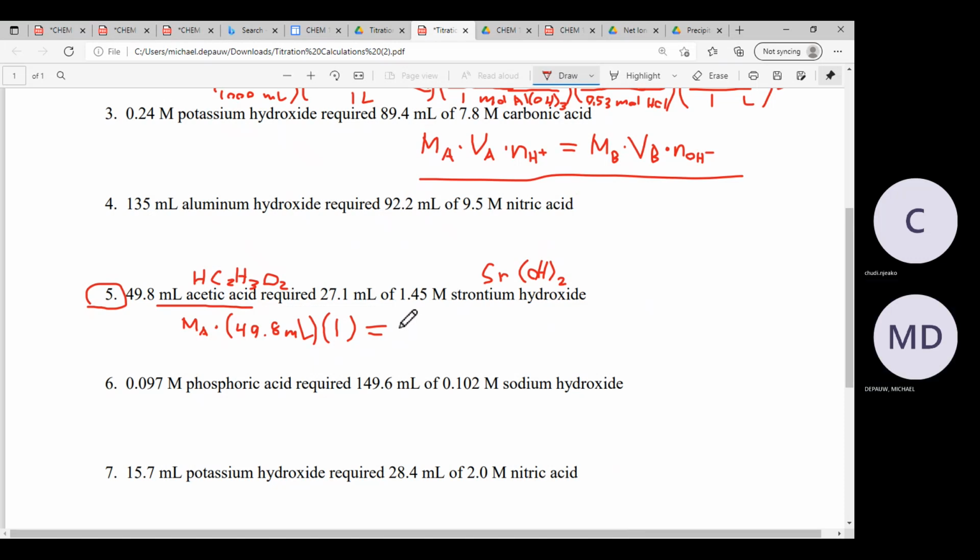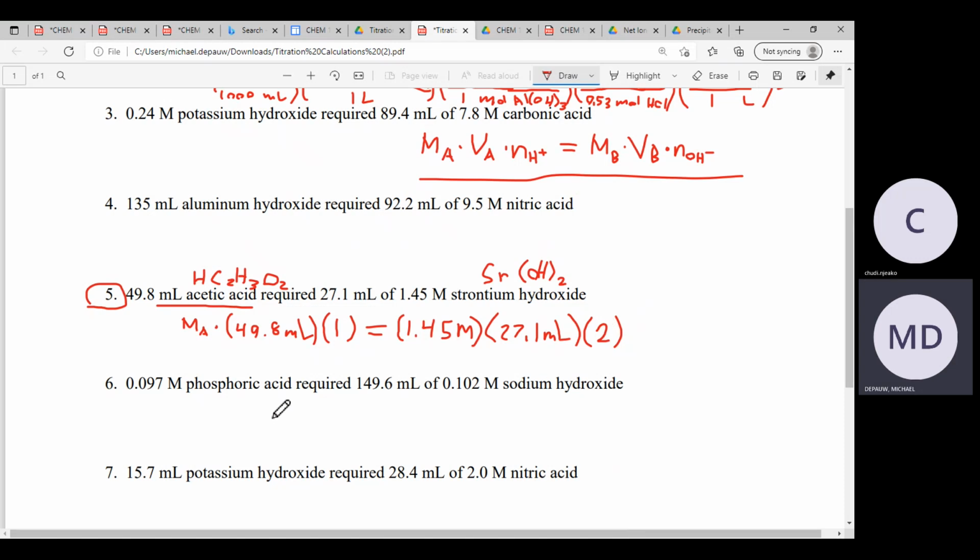And then, on the other side, the molarity of the strontium hydroxide is 1.45. And then the volume of the strontium hydroxide is 27.1 milliliters. And then the number of hydroxides in strontium hydroxide is what? 2. And so then, to solve for molarity, just divide both sides by 49.8 and you're good.